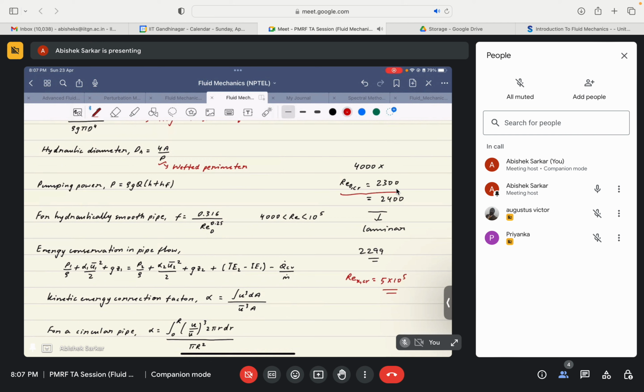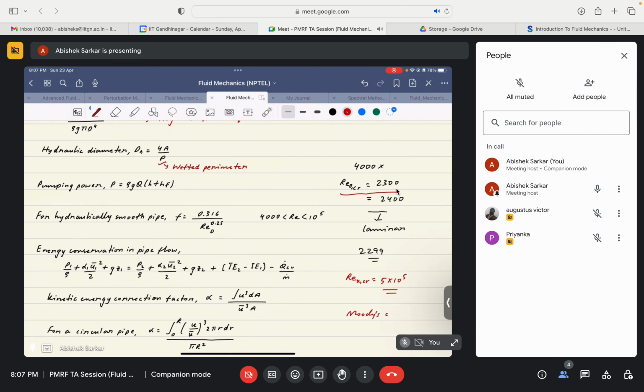Just out of curiosity, since we are discussing turbulent flows through pipes, I believe Professor Chakraborty discussed a certain chart or diagram through which we could analyze turbulent flow through pipes to a particular extent. Could anyone of you please tell me what that chart or diagram was called? Moody's chart, sir. Yes, correct. It was the Moody's chart or the Moody's diagram.